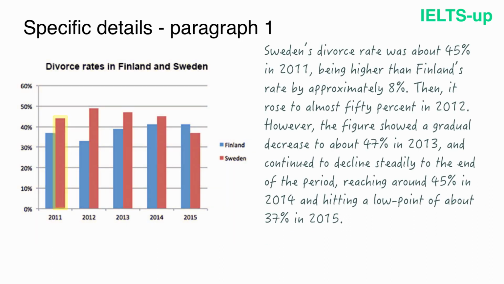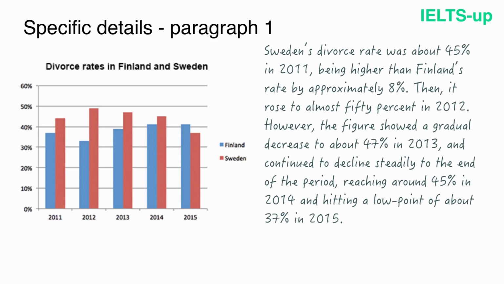Sweden's divorce rate was about 45% in 2011, being higher than Finland's rate by approximately 8%. Then, it rose to almost 50% in 2012. However, the figure showed a gradual decrease to about 47% in 2013 and continued to decline steadily to the end of the period, reaching around 45% in 2014 and hitting a low point of about 37% in 2015.